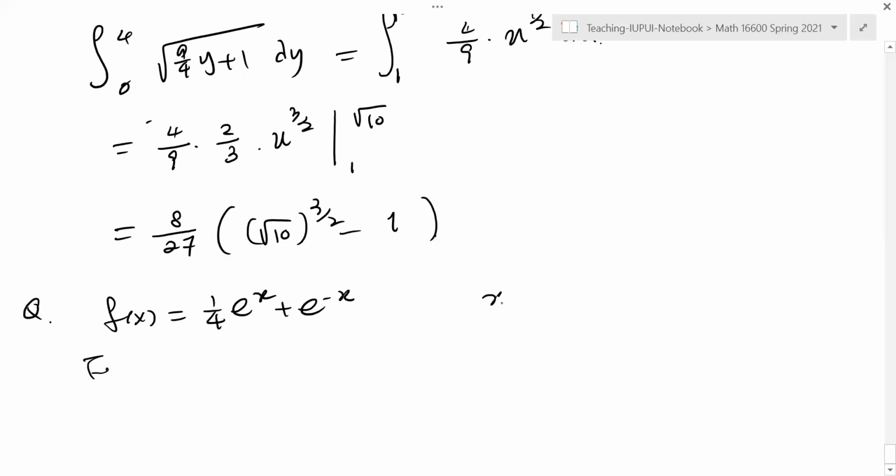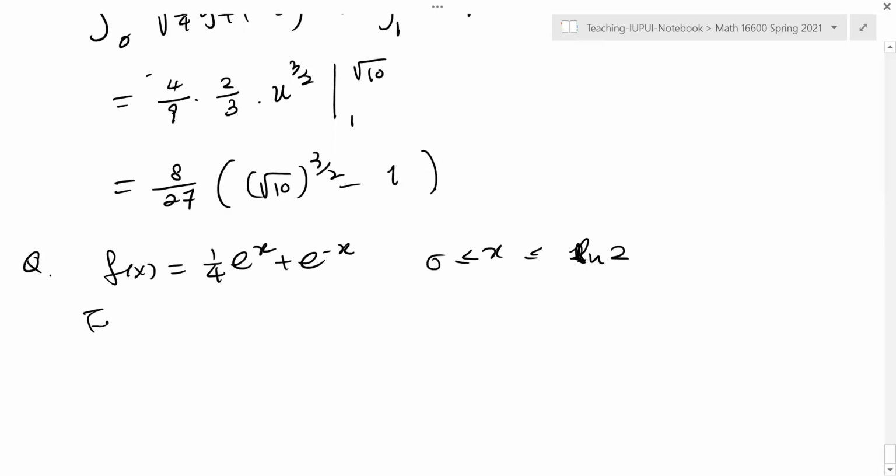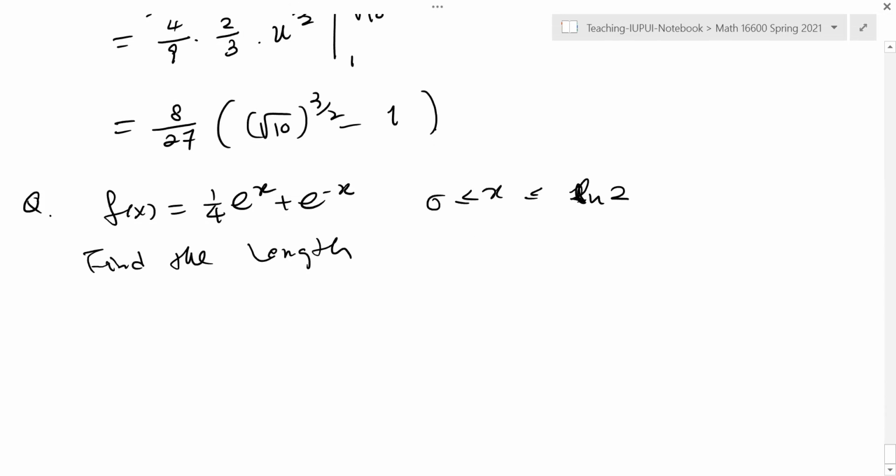Let x be between 0 and 1, or maybe I have to put the natural log of 2, for example. Okay, make it easy. So this is a positive number, natural log 2. Find the length, if possible. Yeah, find the length.